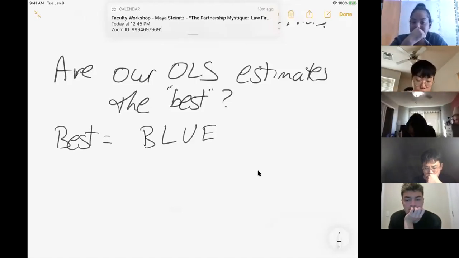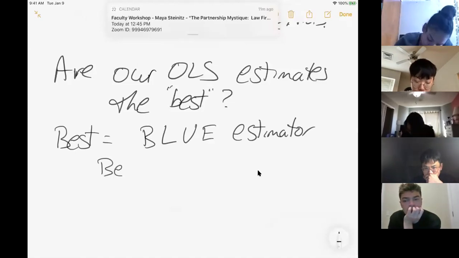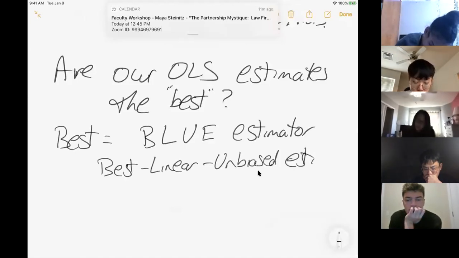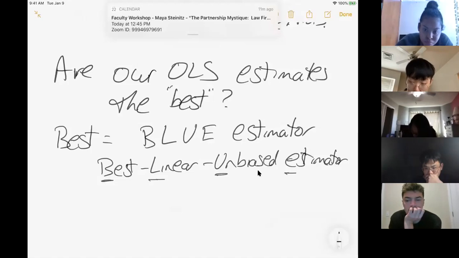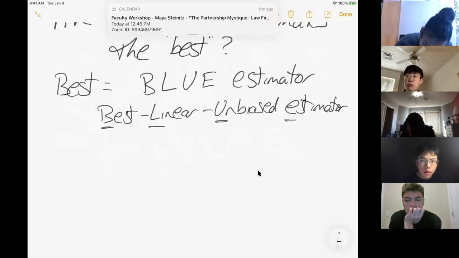Well, econometricians say that to be best, an estimator must be a BLUE estimator. What do we mean by BLUE? Best, linear, unbiased estimator, right? B-L-U-E. So when we talk about best, what we're really saying is that it's the best linear unbiased estimator.